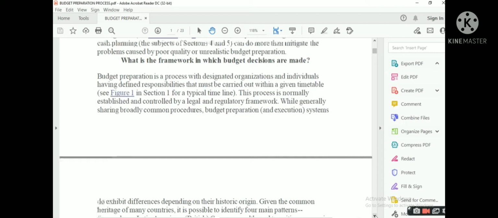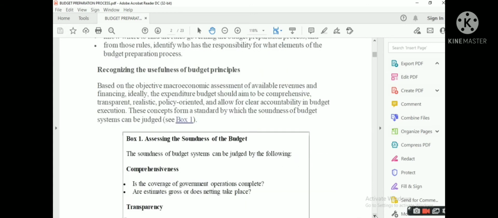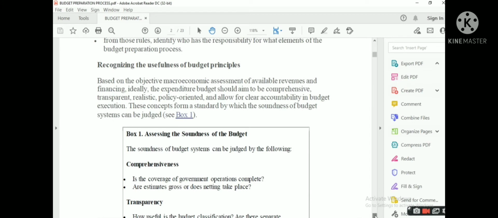Budget preparation is the principal mechanism for achieving items 1 and 2. Item 3 typically features as an element of budget preparation only in industrial countries, while item 4 is essentially an issue in budget execution and cash management, see sections 4 and 5. Moreover, no system of budget execution or cash planning, the subjects of sections 4 and 5, can do more than mitigate the problems caused by poor quality or unrealistic budget preparation.